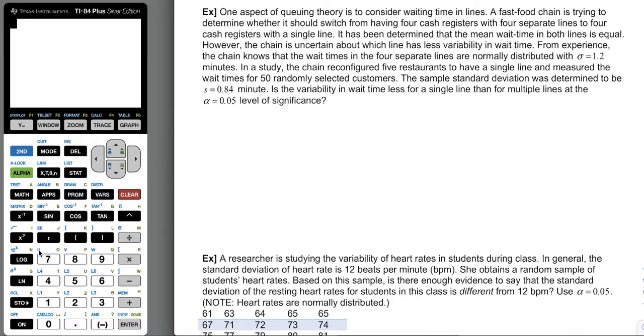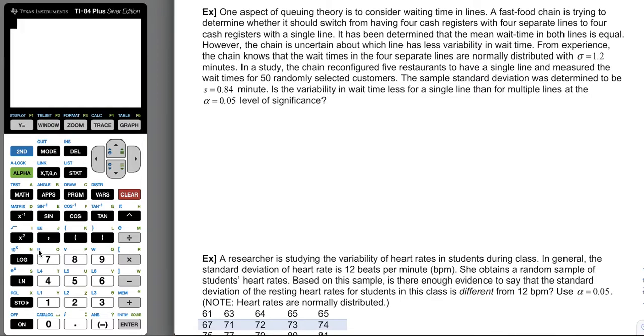One aspect of queuing theory is to consider waiting time in lines. A fast food chain is trying to determine whether it should switch from having 4 cash registers with 4 separate lines to 4 cash registers with a single line. It has been determined that the mean wait time in both lines is equal. However, the chain is uncertain about which line has less variability in wait time. From experience, the chain knows that the wait times in the 4 separate lines are normally distributed with sigma equals 1.2 minutes. In a study, the chain reconfigured 5 restaurants to have a single line and measured the wait times for 50 randomly selected customers. The sample standard deviation was determined to be S equals 0.84 minute.